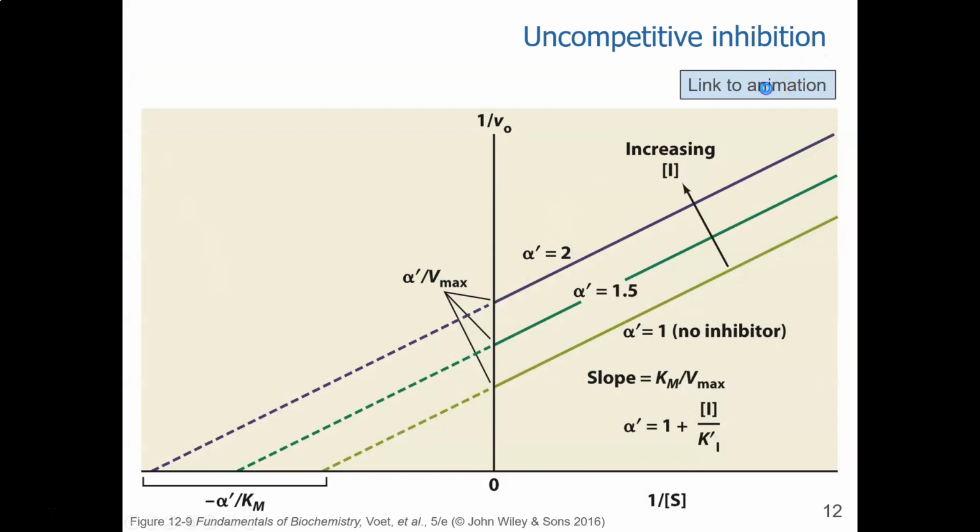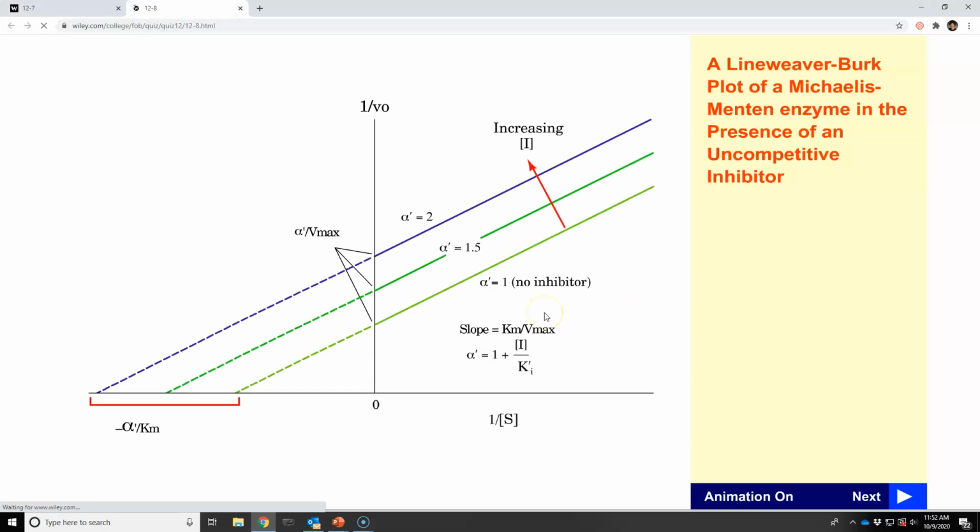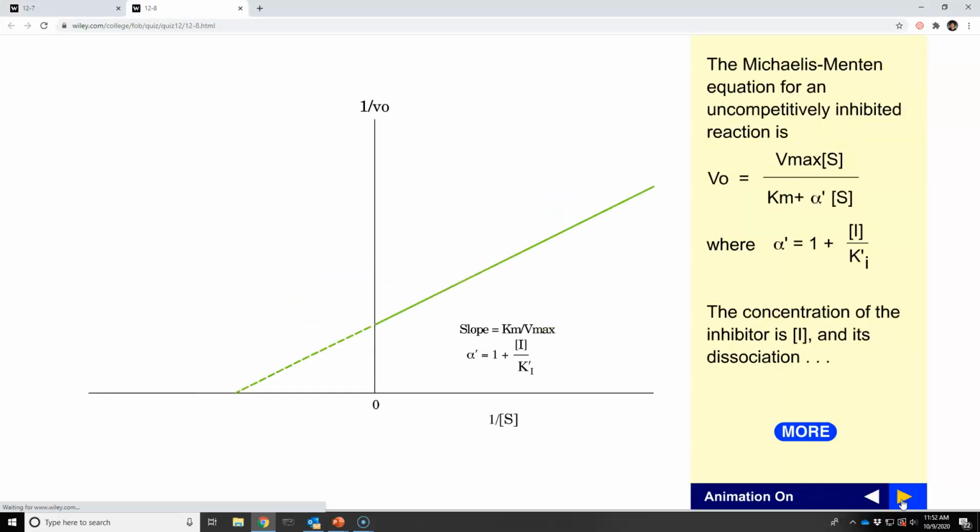So if we looked at our animation here, this is our graph. So here alpha primed is equal to 1 in the absence of inhibitor. So there's our Vmax, and there's our y-intercept. We can solve for Vmax using the y-intercept. We can solve for Km using the x-intercept.